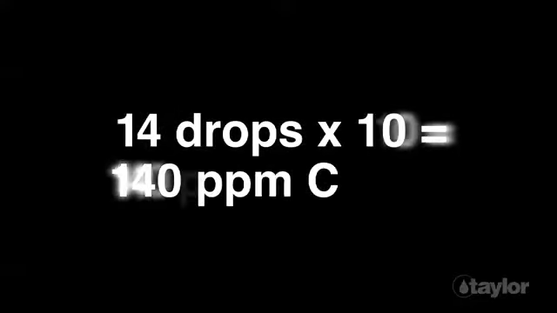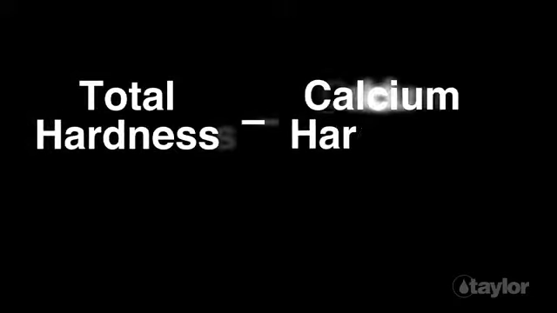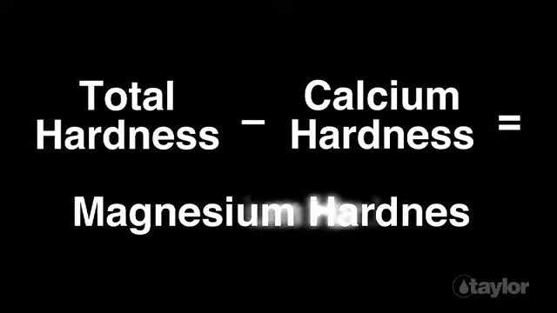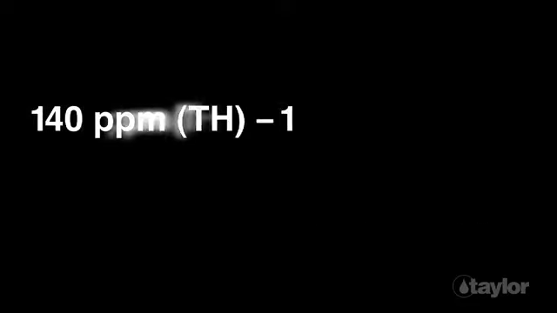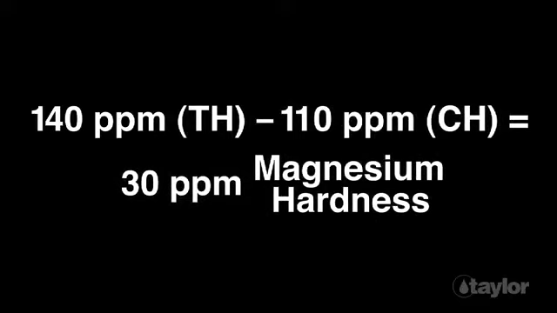Multiply the number of drops of hardness reagent needed to reach the endpoint by 10 and record as parts per million total hardness as calcium carbonate. Finally, to determine the magnesium hardness in a sample, simply subtract the calcium hardness result from the total hardness result. With a total hardness level of 140 parts per million and a calcium level of 110 parts per million, the magnesium hardness is 30 parts per million.